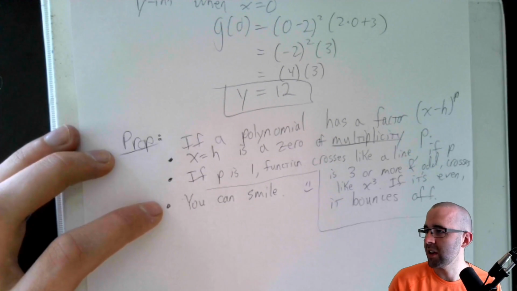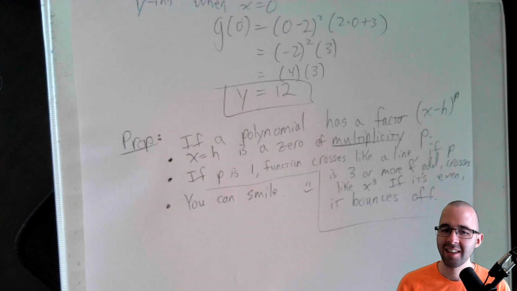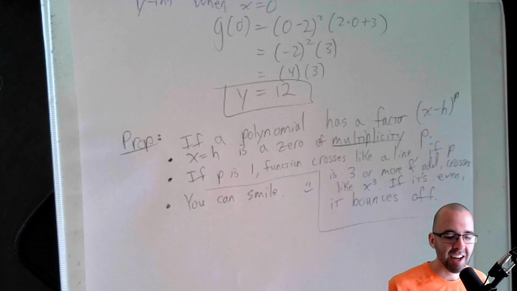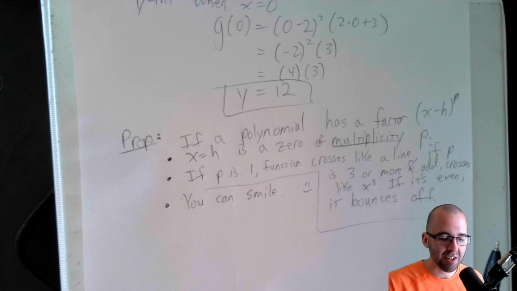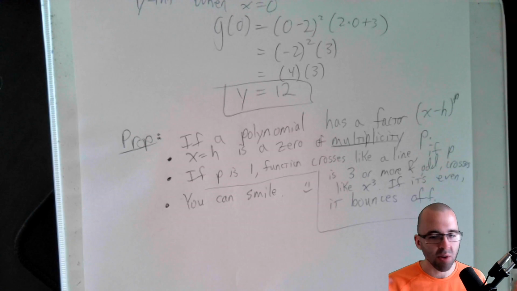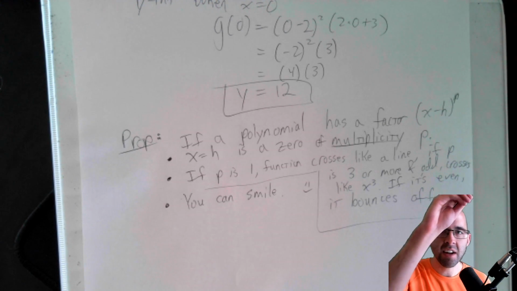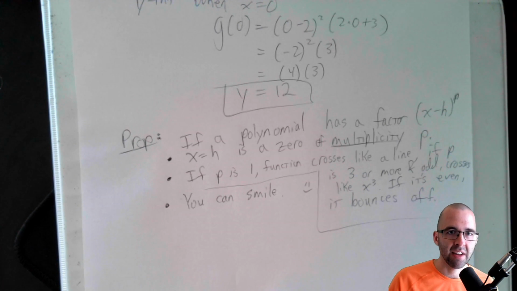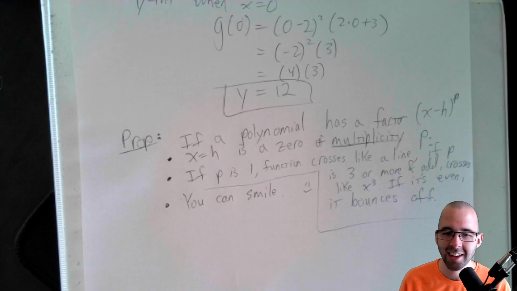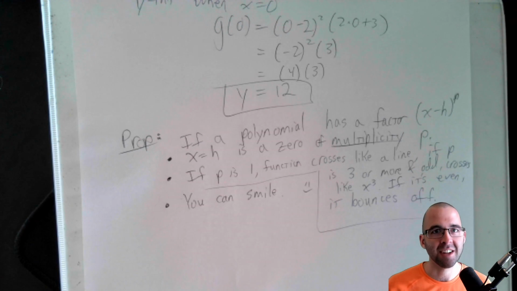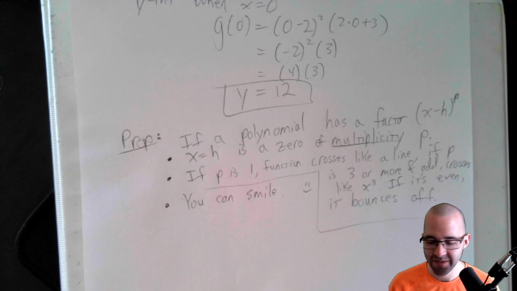All right, I got a little wordy over here, but I'm just trying to explain. If it's 1, it just crosses normally. If it's odd, it goes kind of like that. If it's even, it goes boing like that. Those are the official sound effects of polynomials.